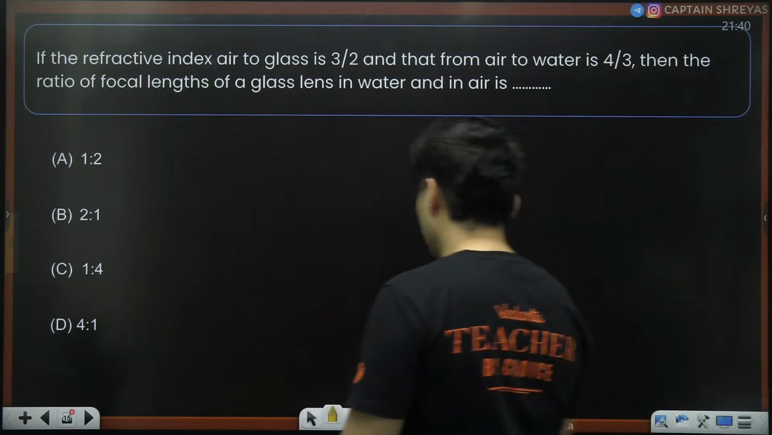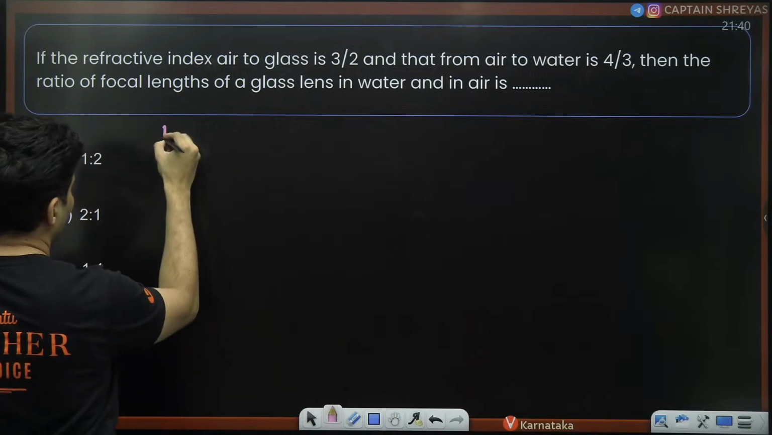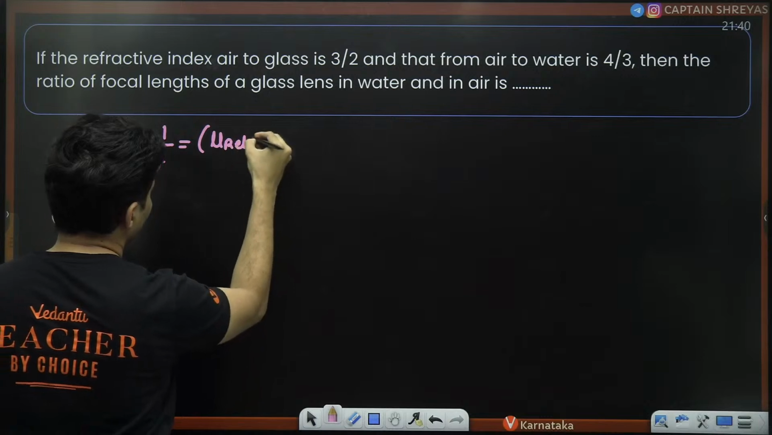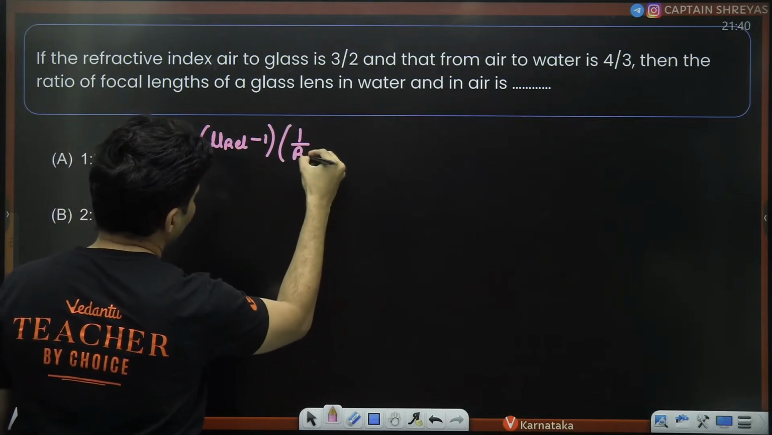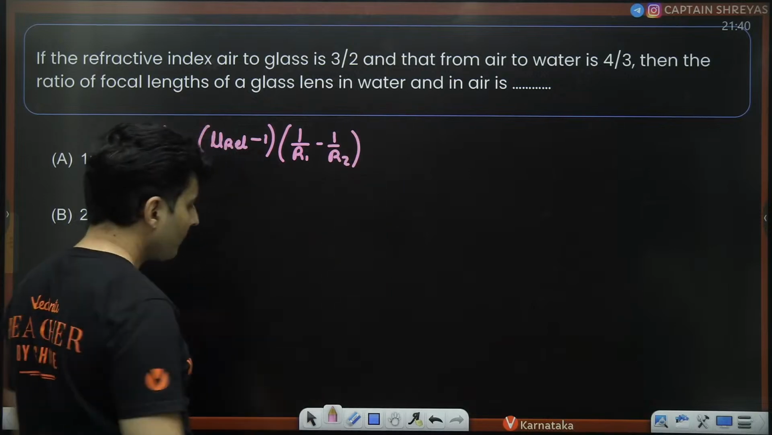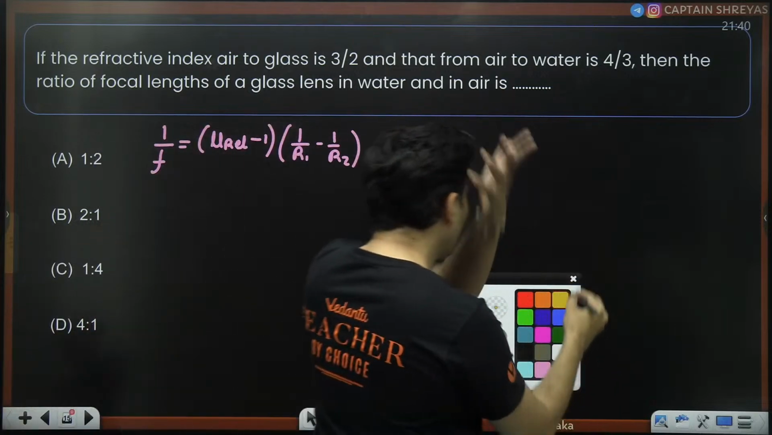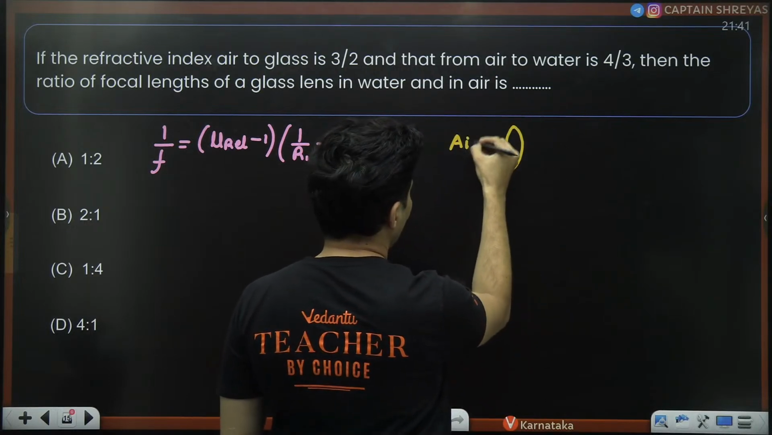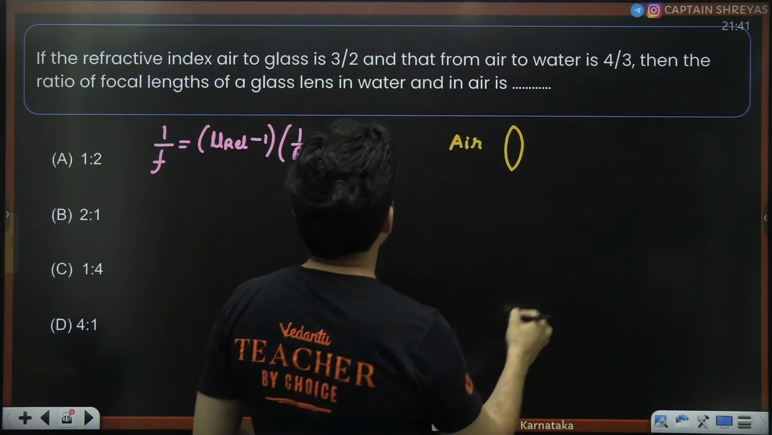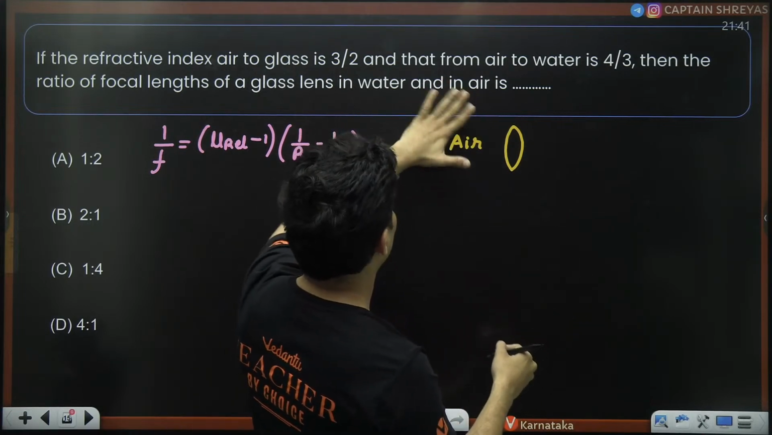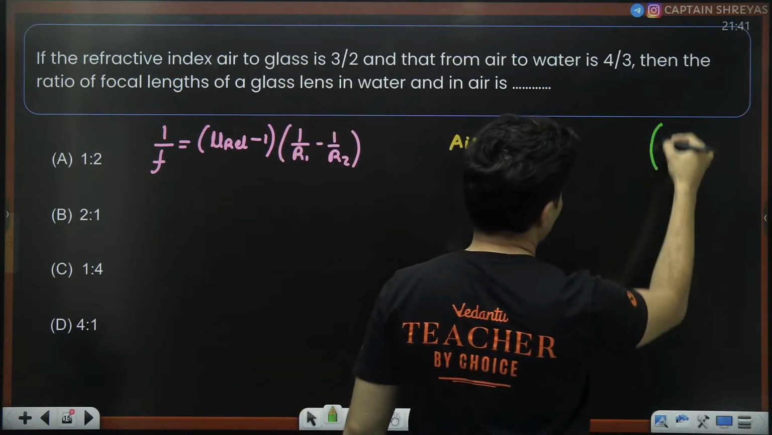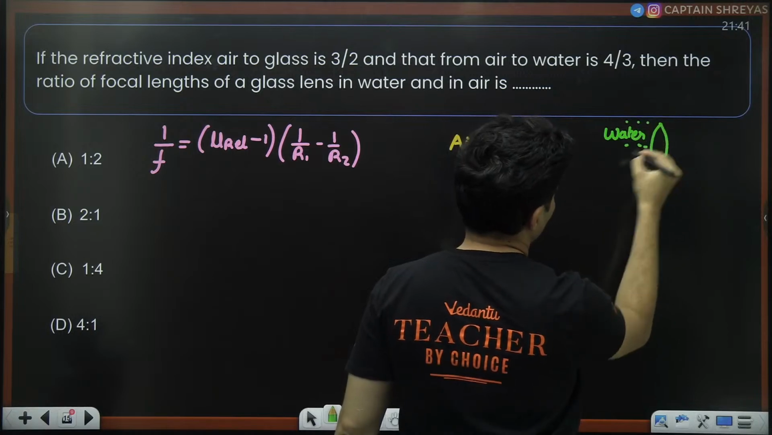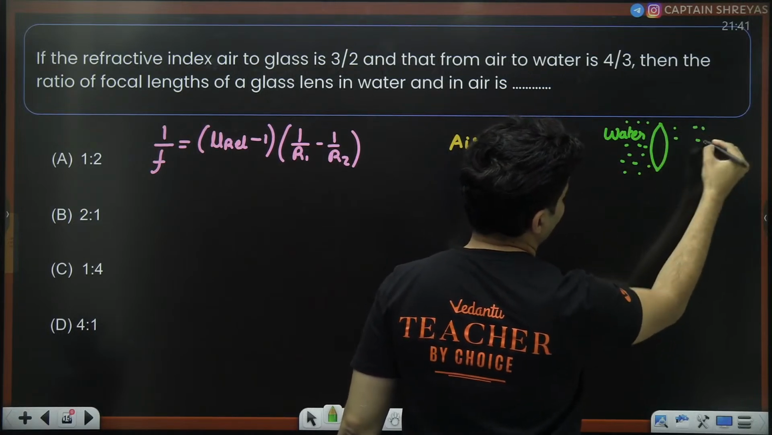Okay. Let's think. First of all, do I know the focal length formula? Yes. 1 by f is the relative refractive index minus 1, times 1 by r1 minus 1 by r2. Now consider the following two cases, my dear students. One time, the lens is in air. The other time, the same lens is in water.